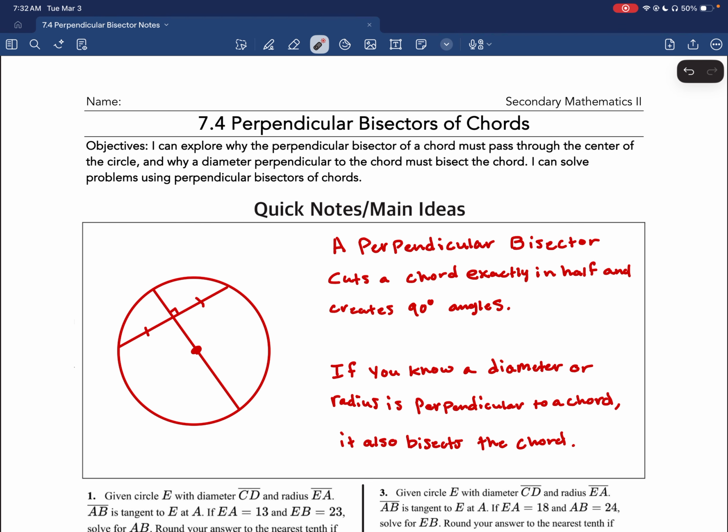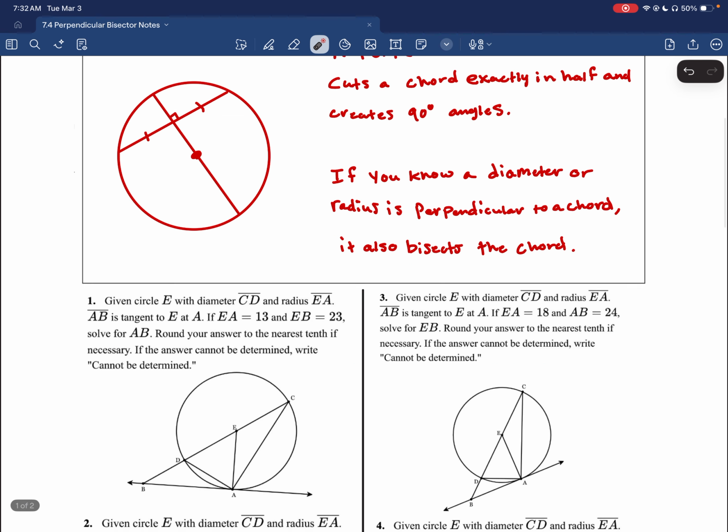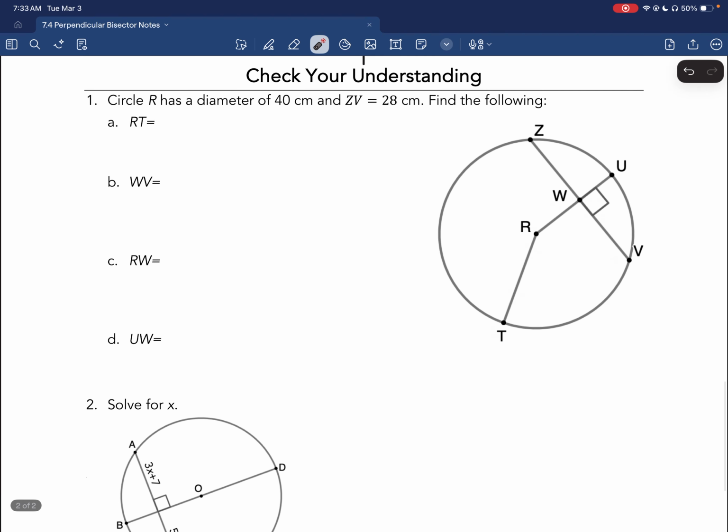We're gonna do our notes a little backwards today. We're actually gonna skip these examples for now, and we're gonna jump down to the check your understanding. We're gonna do these first, okay? So I have a circle R, it's got a diameter of 40 centimeters, and this chord ZV is 28 centimeters, okay? And it wants us to find all the following information here.